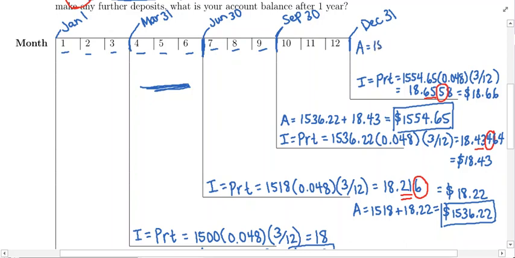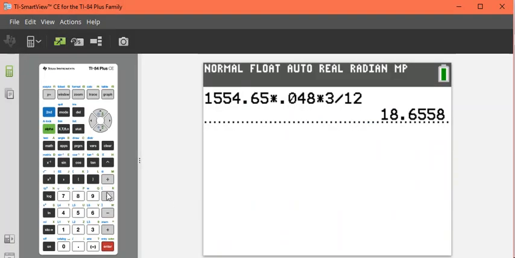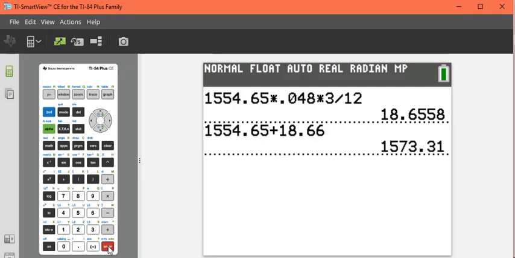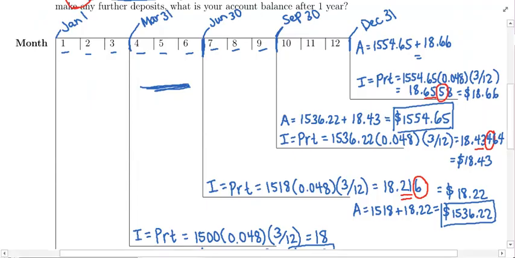So my ending balance on the last day of the year is going to be the amount that I started with at the beginning of the fourth quarter, $1,554.65, plus the interest that was earned during the fourth quarter, $18.66. Put this in the calculator. So we've got the $1,554.65 plus that last bit of interest, which was $18.66. And this is your ending balance, $1,573.31.